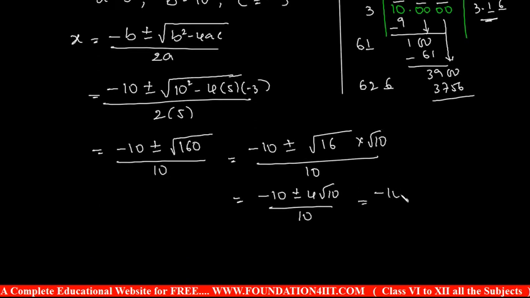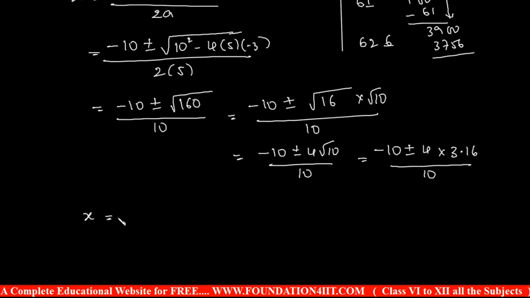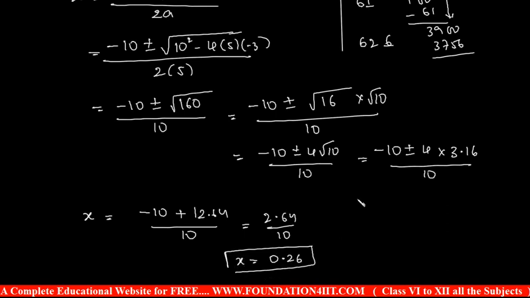So that is minus 10 plus or minus 4 into root 10, which is 3.16, divided by 10. By calculating, we get the x values. One value: x is equal to minus 10 plus, let's take plus, multiplying both, 4 into 3.16, 12.64, divided by 10. So that is equal to 2.64 by 10, which is 0.264. To 2 decimal places, 0.26.